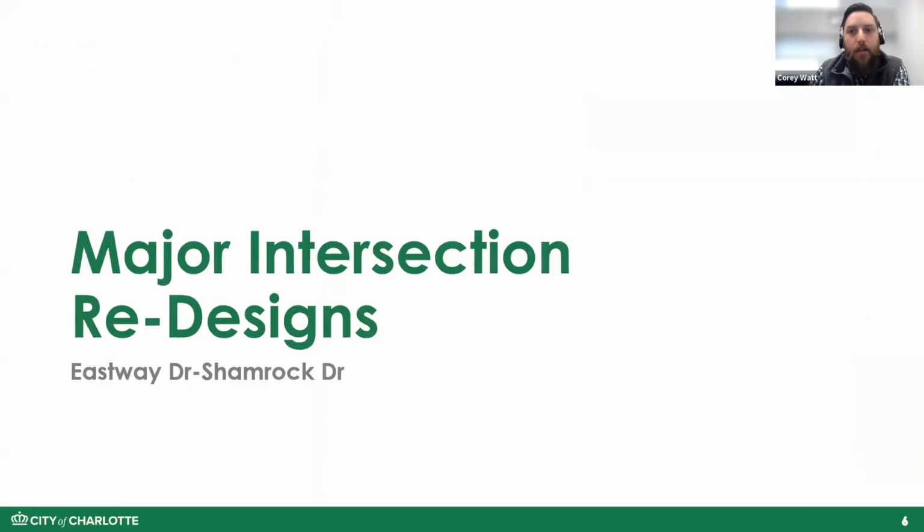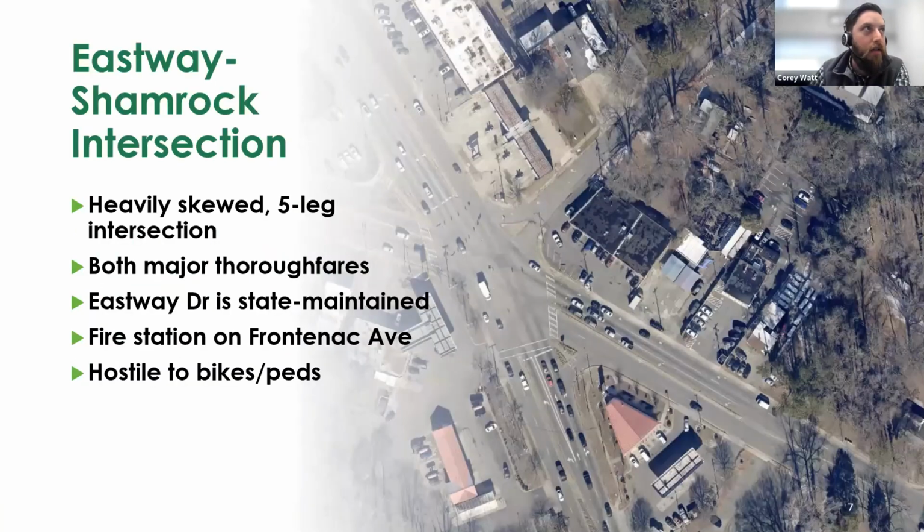The first one I'm going to talk about is an example of a major intersection redesign. It's the intersection of Eastway Drive and Shamrock Drive here in Charlotte. Let me see if I can get this laser going. It's a heavily skewed 5-leg intersection.